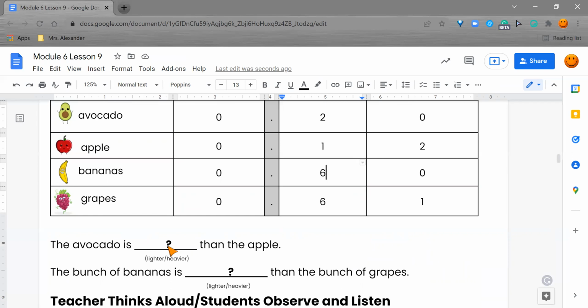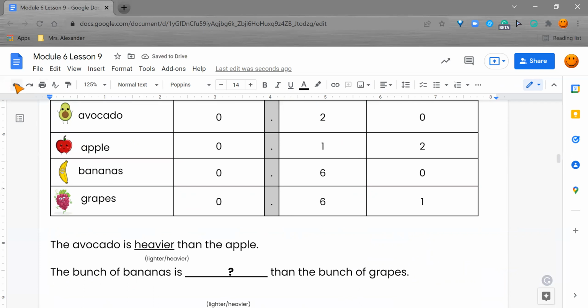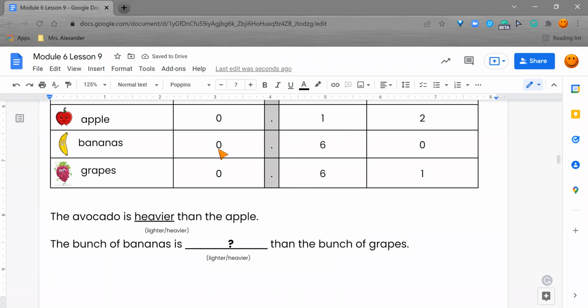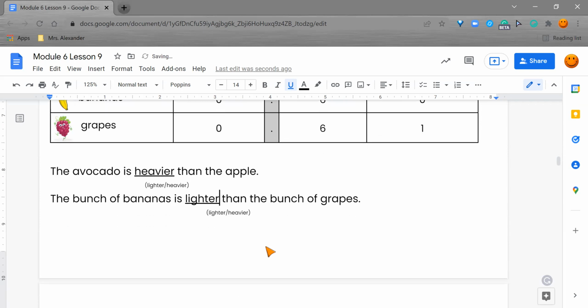The avocado is lighter or heavier than the apple. So right here, we get to figure out, is it lighter or heavier? I'm going to click underline, and we're going to say it is heavier because the number is bigger than the apple. The bunch of bananas is blank than the bunch of grapes. Oops, let's go back. Is it heavier or lighter, you guys? So I'm going to look at the bunch of bananas and the grapes. Yes, the bunch of bananas is lighter. So I'm going to write that. And this is how we're doing this worksheet.